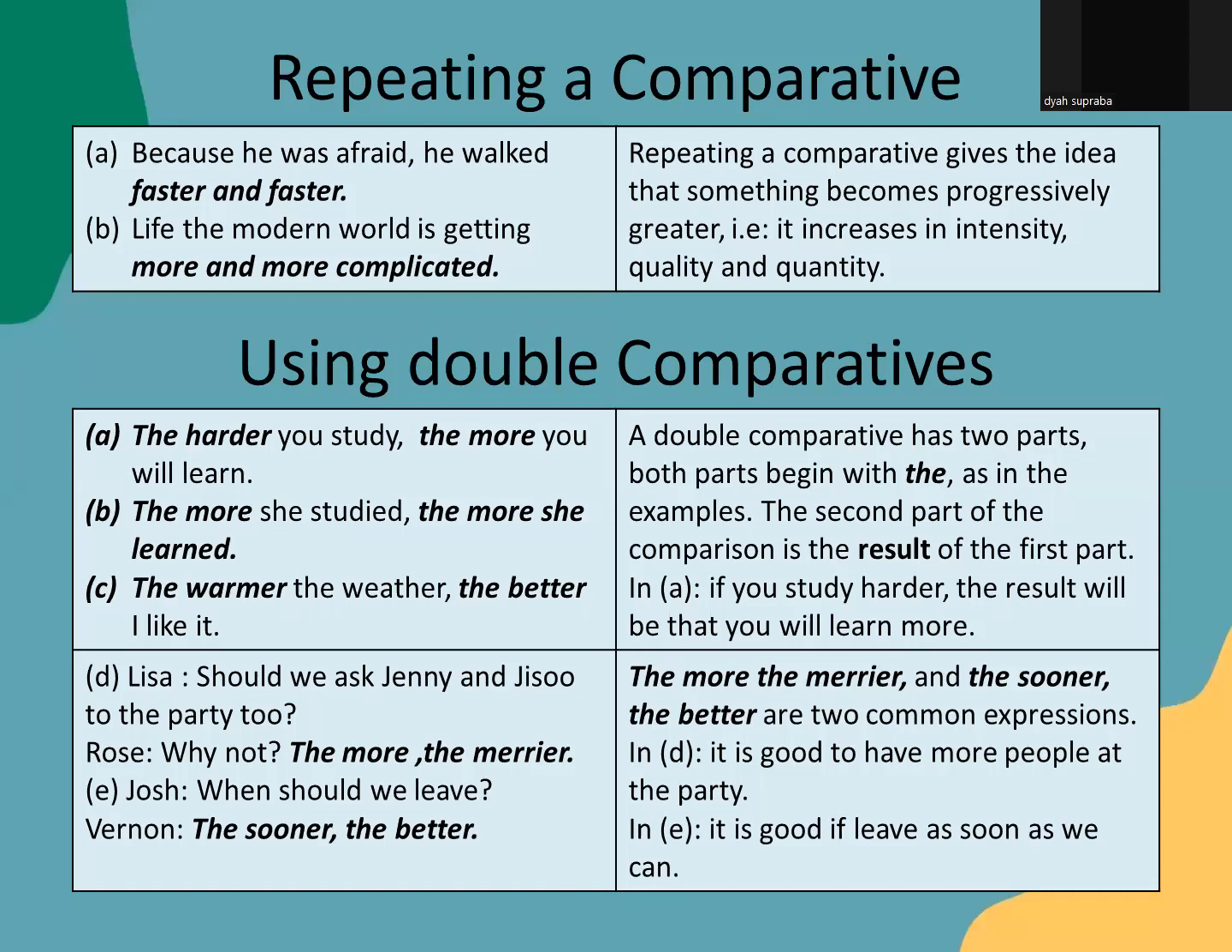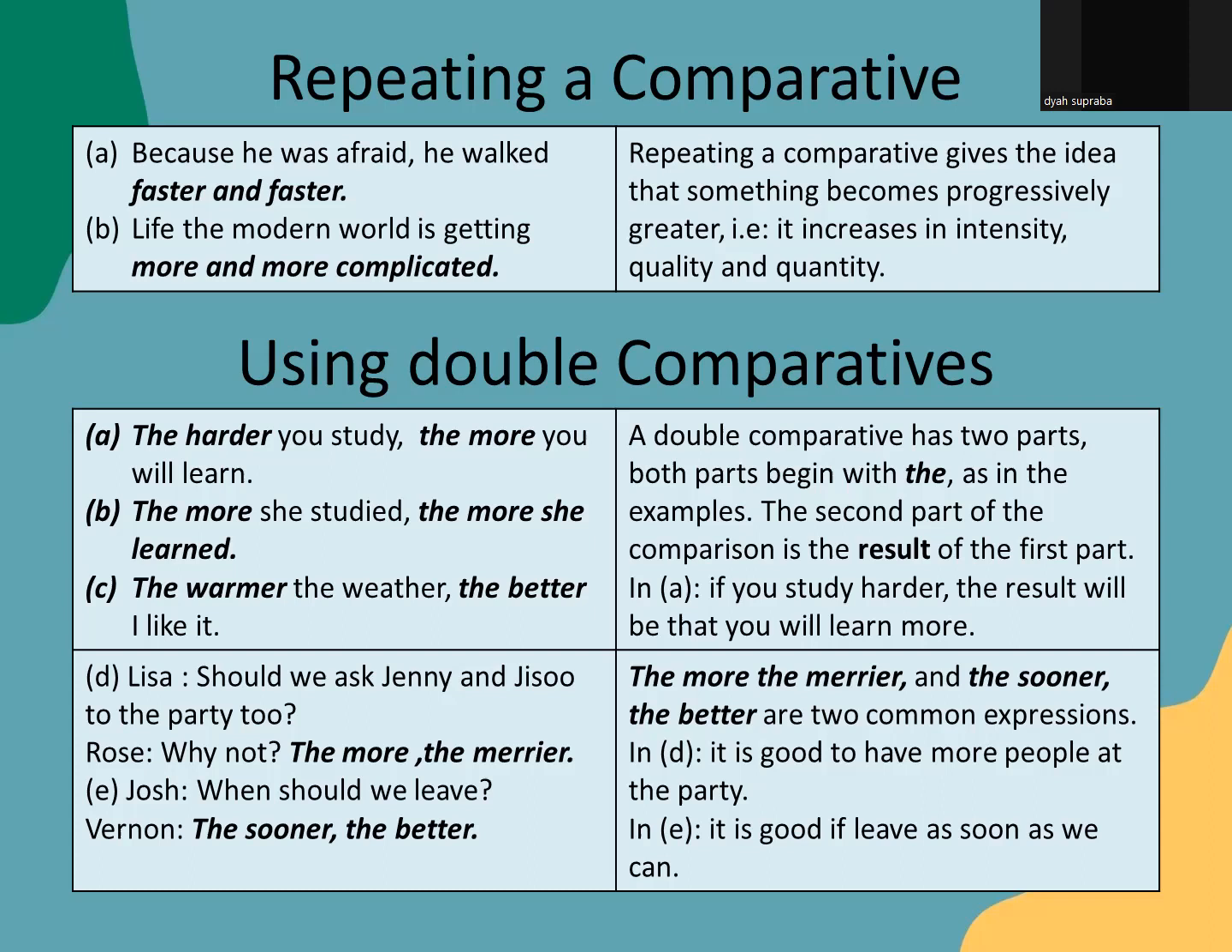Okay, now we are going to see how to use a repeated comparative. Repeating a comparative gives the idea that someone or something becomes progressively greater, semakin bertambah, gitu ya, semakin bertambah baik, bertambah cepat, atau bertambah rumit. For example, A. Because he was afraid, he walked faster and faster. Semakin cepat dan cepat. B. Life in the modern world is getting more and more complicated. Semakin dan semakin rumit.